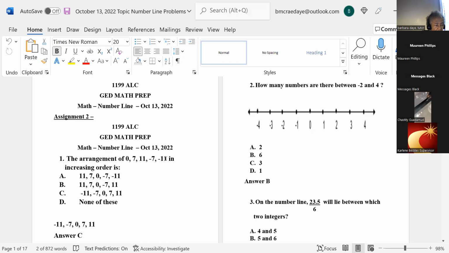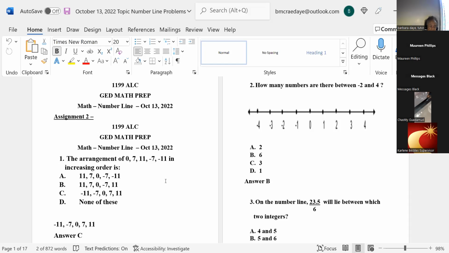Okay, so that's what Maureen did. She picked out her smallest, -11. Then she picked out her largest, 11. Because you want them in increasing order, right? So you're going from smallest to largest. So you could just really stop here because there's only one choice where you see -11 is the smallest and 11 is the largest. And which one is that, Mercedes? Which choice shows -11, the smallest number, and 11, the largest?